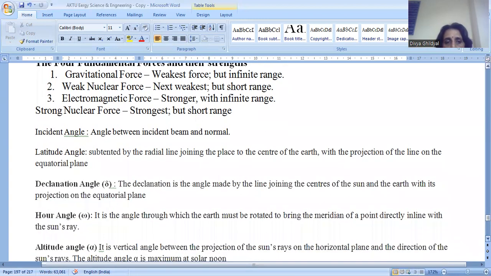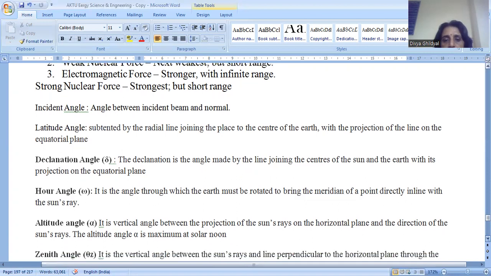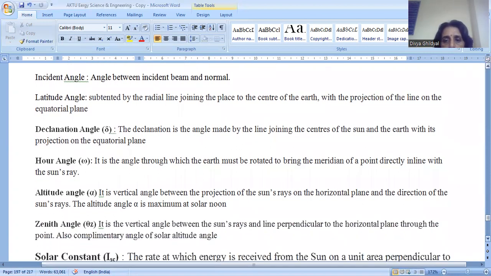Solar radiation angles are incident angle, angle between the incident beam and normal, latitude angle subtended by radial line joining the place to the center of the earth. Declination angle is the angle made by line joining the centers of the sun and the earth with its projection on equatorial plane. Hour angle is the angle through which the earth must be rotated to bring the meridian of a point directly in line with the sun's rays.